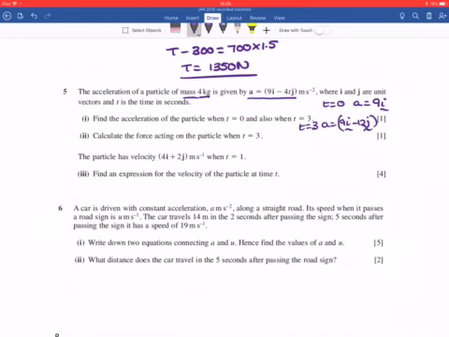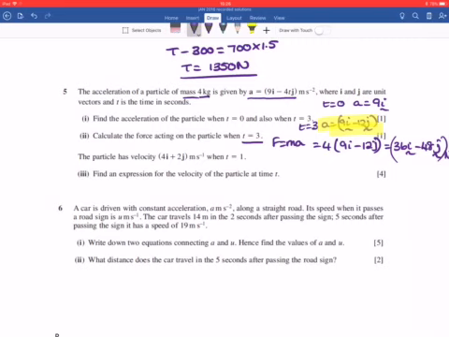Right, calculate the force acting on the particle when t equals 3. So we know our acceleration, we've done that in the first part. We're going to use this bit here. And we know the mass is 4 kilograms, so F equals ma. So it's 4 times 9i minus 12j, which is 36i minus 48j. And you can leave it just like that. Oh, and newtons. Don't forget the units.